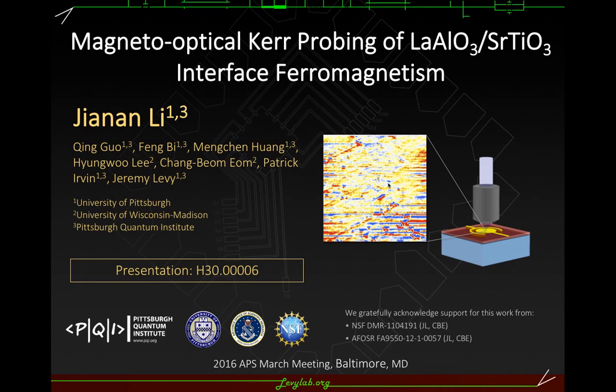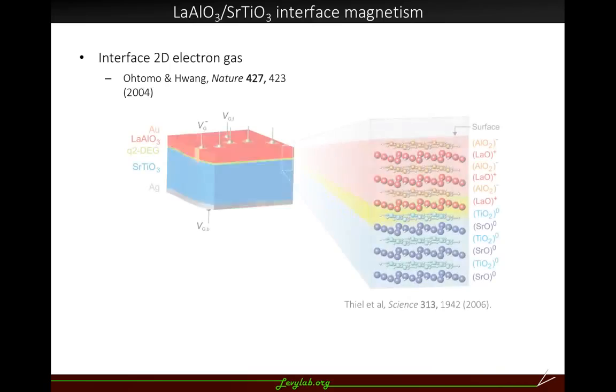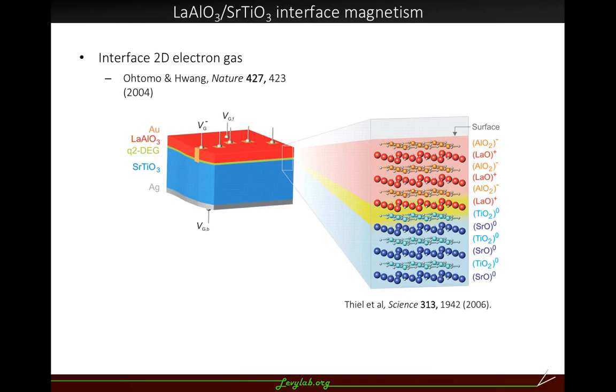I'm going to talk about the current imaging of the interface ferromagnetism on the lanthanum aluminate and strontium titanate. So the system we're working on is a lanthanum aluminate and strontium titanate interface. This is a short overview of the interface mechanism.